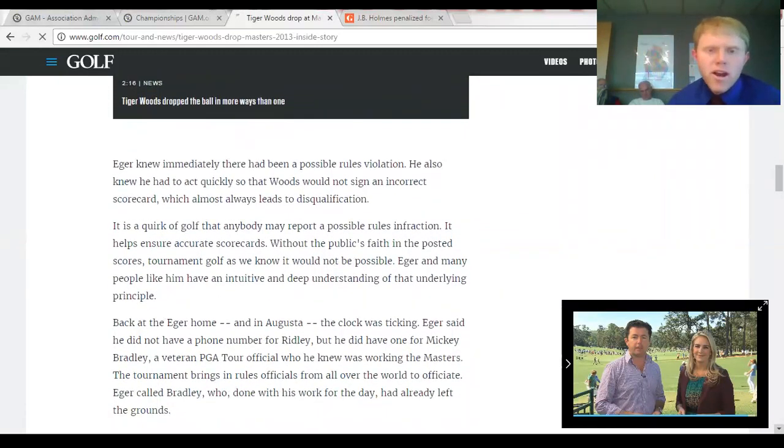Eager knew immediately there had been a possible rules violation. He also knew he had to act quickly so that Woods would not sign an incorrect scorecard, which almost always led to disqualification. It's a quirk of golf that anyone may report a possible rules infraction. It helps ensure accurate scorecards. Without the public's faith in the posted scores, tournament golf would not be possible. Eager, and many people like him, have an intuitive and deep understanding of that underlying principle.